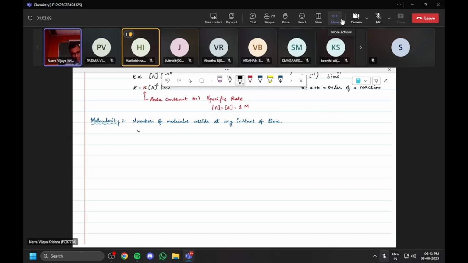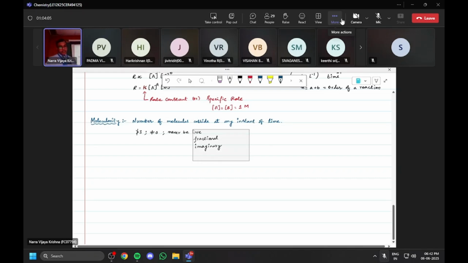This can never be greater than 3. What is the meaning of it? It can never be greater than 3. It can never be equal to 0. It can never be negative. It can never be fractional. It can never be imaginary. Right?